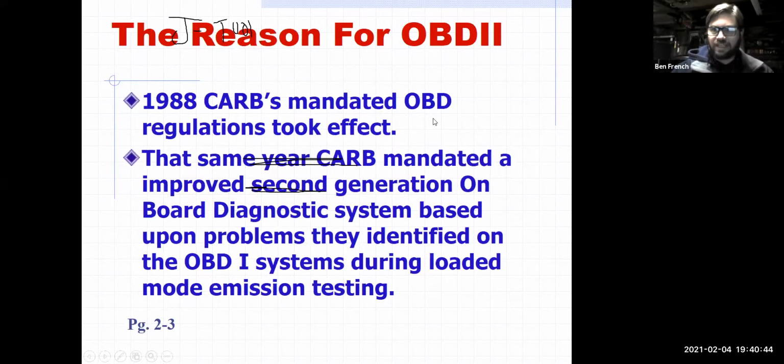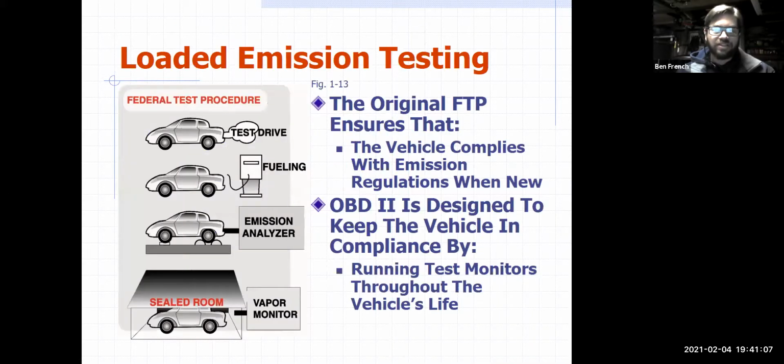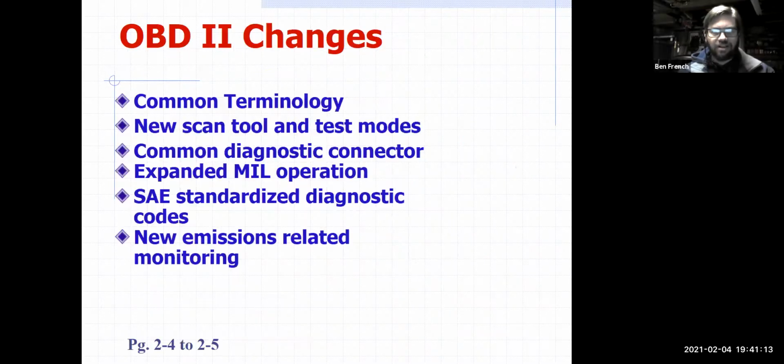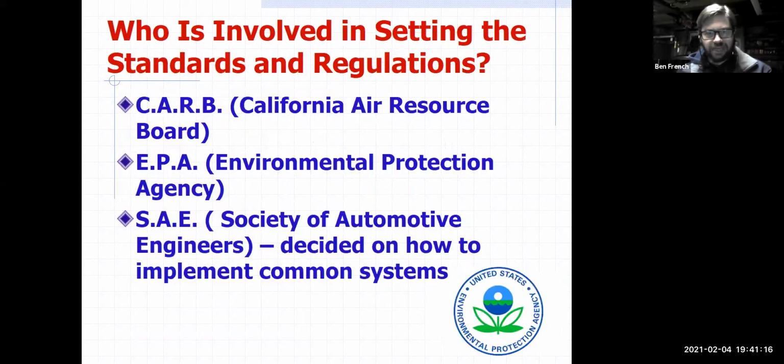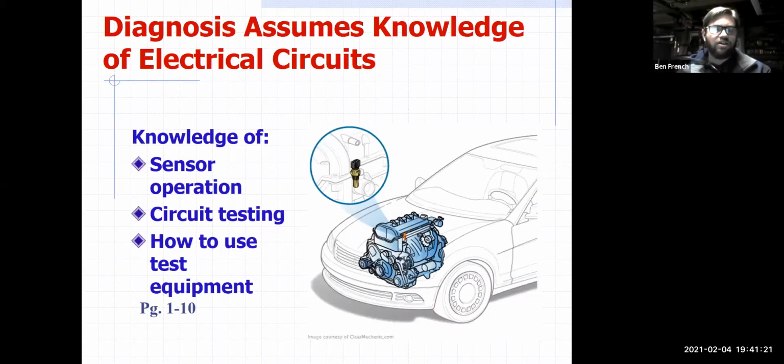So if I clear out my things, we went over a lot of this stuff the last class. Why did we end up with OBD2? Well, we started doing loaded mode testing through the state of California and a few other states. And we started figuring out there were all these failures, but there wasn't really a way for the customer to realize that there was something wrong with their car. So the whole idea was that we wanted the check engine light on the car to be related to, hey, there's a problem that's going to impact emissions.